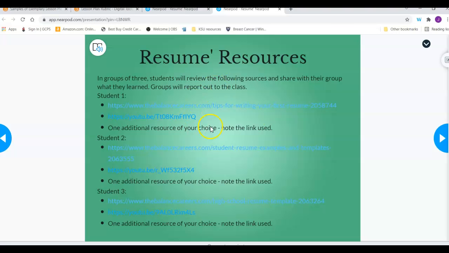Then I had them working in groups of 3, and I actually have a computer lab as my classroom, and so this worked out really well. So I had them in groups of 3, and they got to choose who was student 1, 2, or 3. And they were learning about resumes, and I gave them options: this link is a text link where they can just read about it, but then I also gave them links to videos and things that they could look at. And then they had to find an additional source of their own. So then they reported out to their small group and then out to the larger group. So it's definitely a useful learning opportunity.